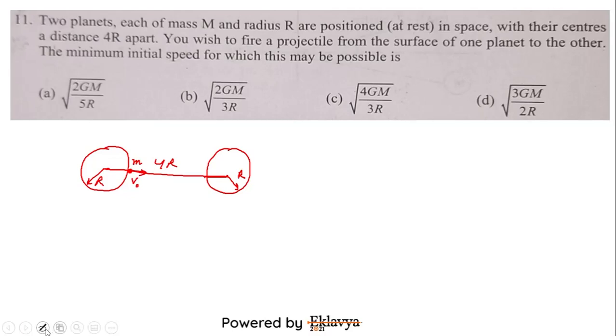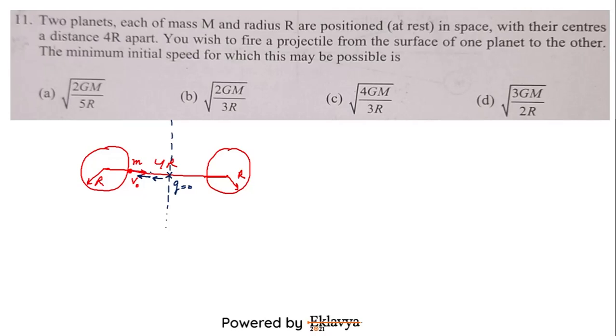Now in these questions, the most significant aspect to keep in mind is that there will be a null point. As we travel from the surface of one planet to the surface of another planet, there will be a point where the gravitational field will become zero. To the left of this point, the net gravitational field will be like this. That means with whatever speed we have thrown the projectile, it will slow down. It will keep on slowing down.